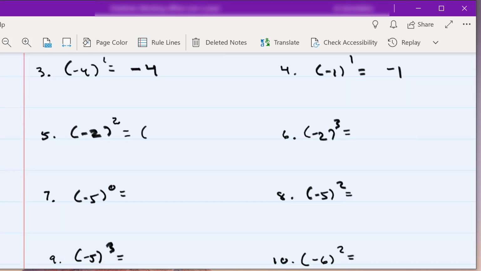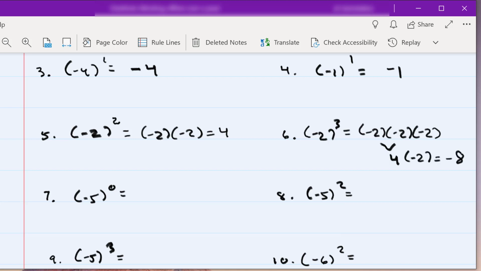Minus 2 squared is minus 2 times minus 2, which is 4. Minus 2 cubed is minus 2 times minus 2 times minus 2. Minus 2 times minus 2 is 4, times minus 2. That's minus 8.